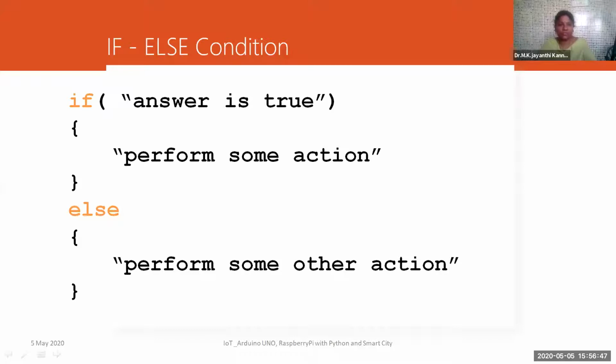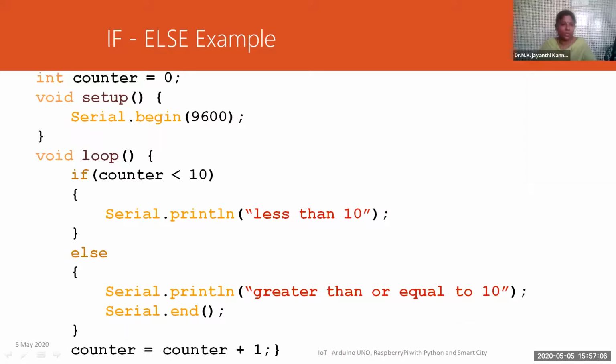If else condition: if the answer is true, then perform some action, else perform another set of actions. So we check for some condition. If the condition is satisfied, the statements following the if will be executed. If the condition is false, the statements following else will be executed. They've given an example: int count equal to 0, void setup, Serial.begin. Using this setup function, we are establishing the connection between the Arduino UNO board and the computer. Then the loop function will be executed. If count is less than 10, the statement will be executed from 0 to 9, 10 times.